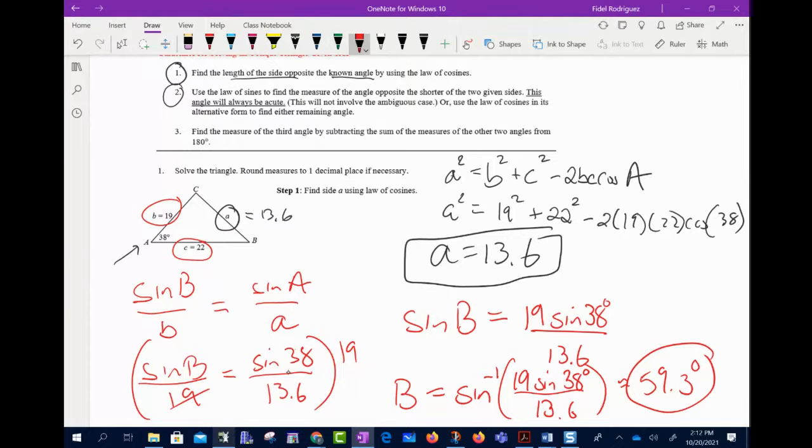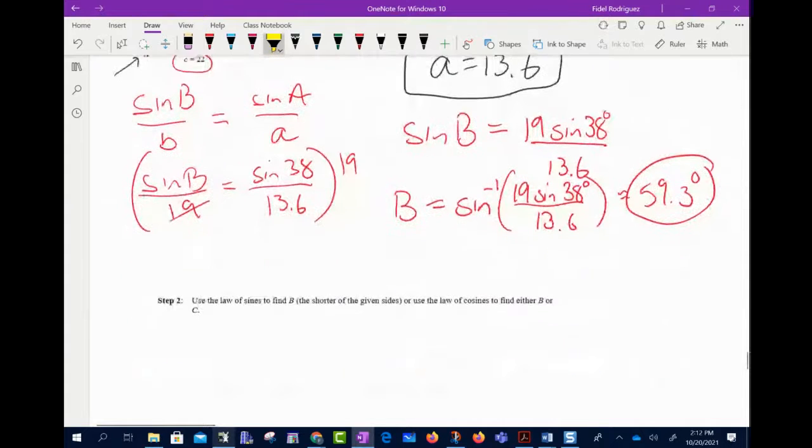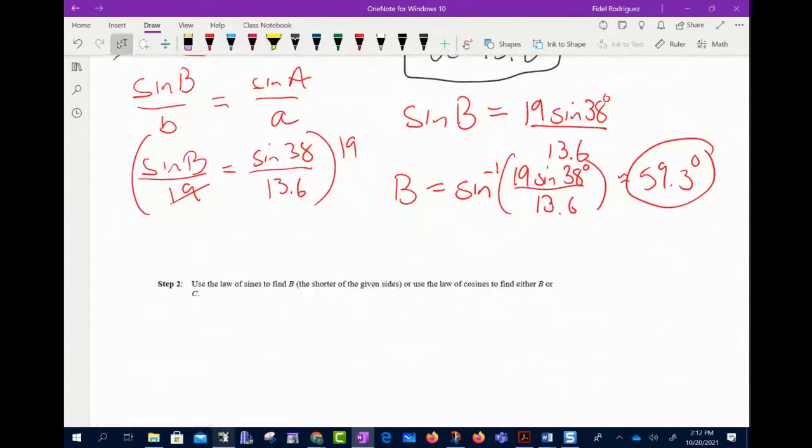Now, I want to point something out. Look what it says here. We have it underlined. This angle will always be acute. Remember what acute means? It's smaller than 90 degrees, right? Between 0 and 90. This will not involve the ambiguous case. So on Monday, we were doing some problems, and we actually ended up with two triangles. It's telling me here that I'm not going to get two triangles. I'm always just going to have that one acute angle, okay? All right, so we did that part. And, oh, we did it over here. We actually did step 2 already.